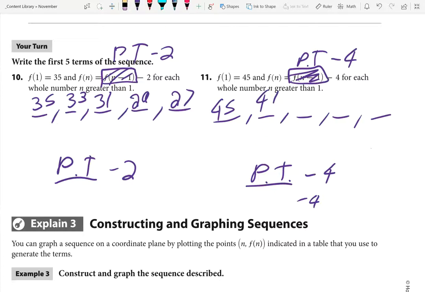To find the third term, we plug 41 in. 41 minus 4 is 37. To find the fourth term, I plug the 37 in. 37 minus 4 is 33. And then plug in 33. 33 minus 4 is 29. And there's our final answer.